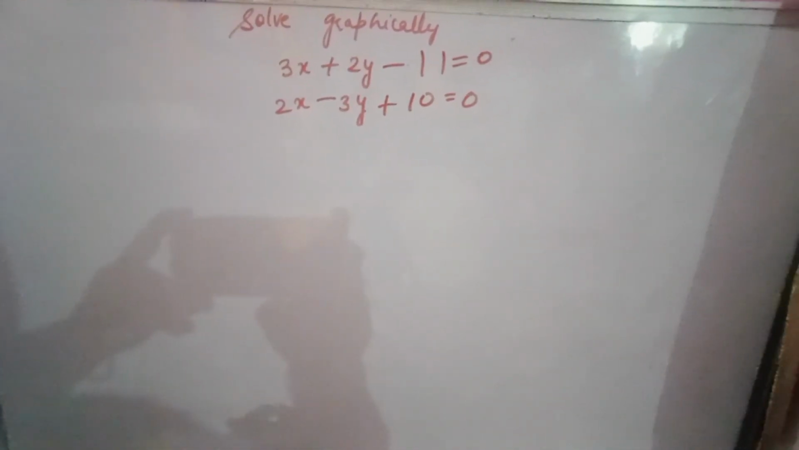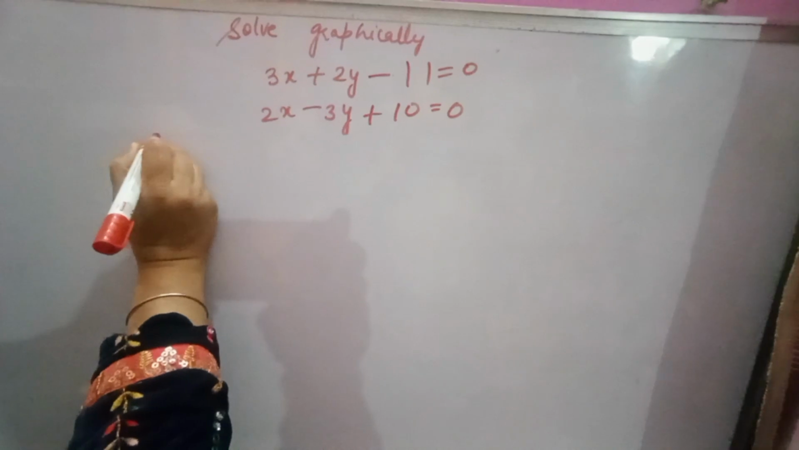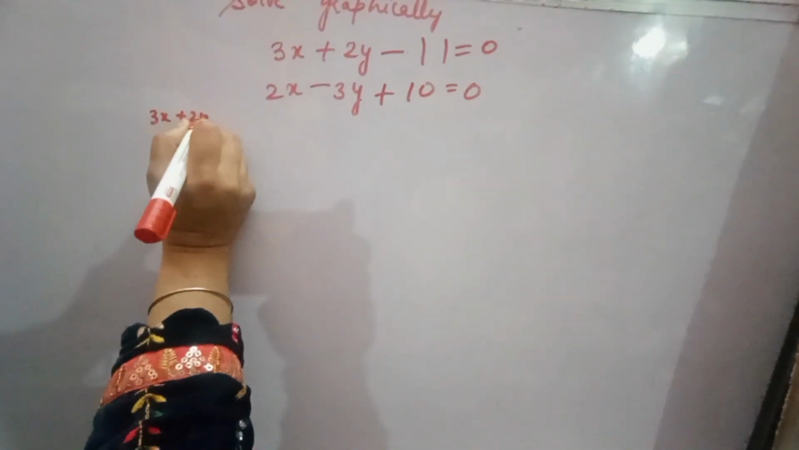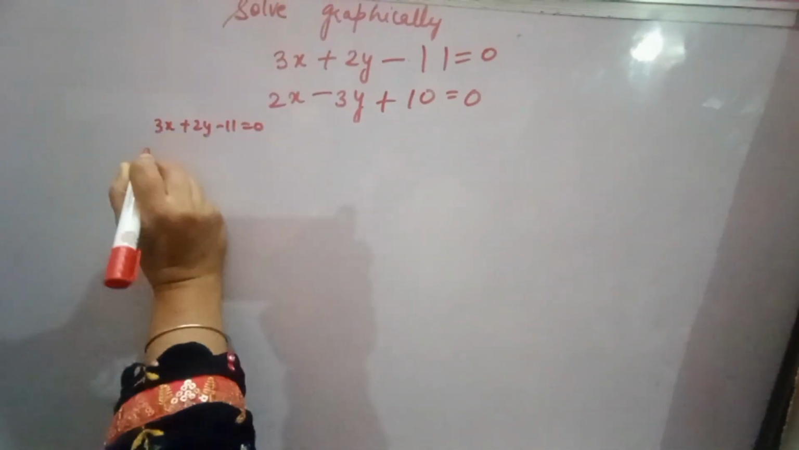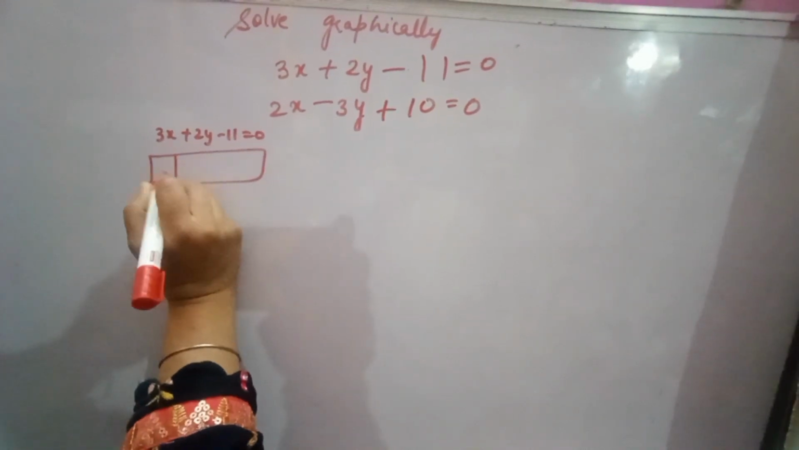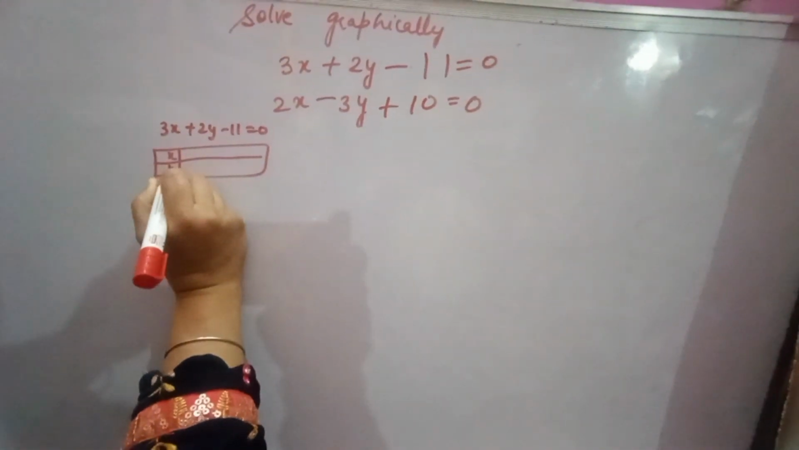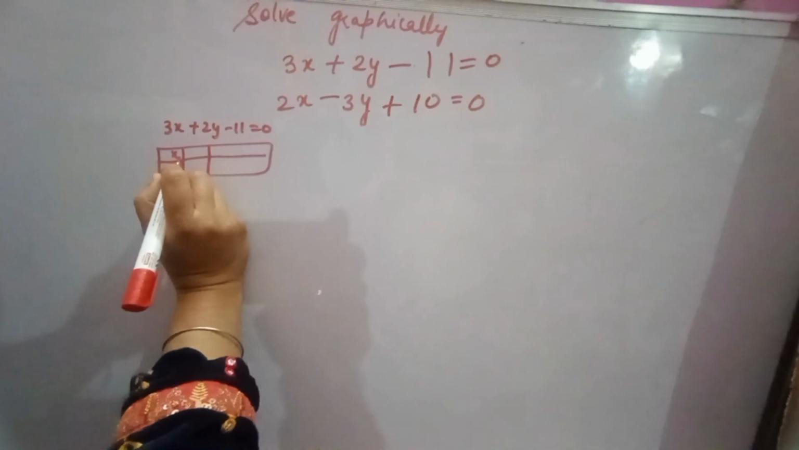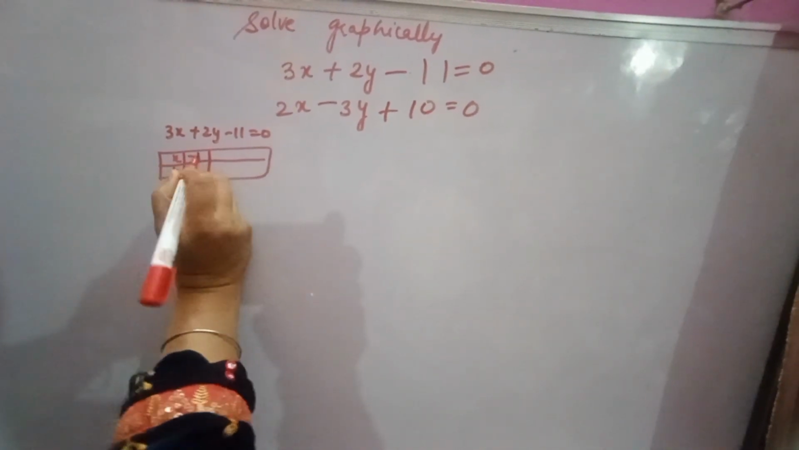See one important question. Solve graphically. First equation is 3x plus 2y minus 11 equal to 0. You will make a table. You will give different x values and find the value of y. Firstly, you will give x value minus 1.